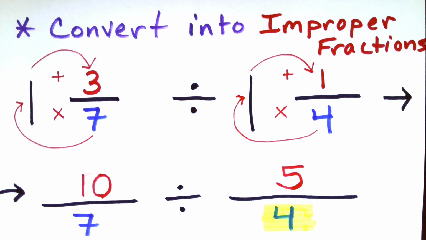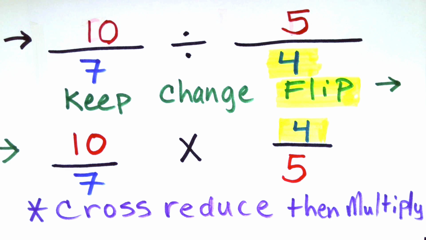Now, do you remember the rule for dividing fractions? You do something, you do a blank, blank, blank. Do you remember what that was? Let's go ahead and take a look. The rule when you're dividing with fractions is keep, change, flip. Keep, change, flip. So we keep 10/7.